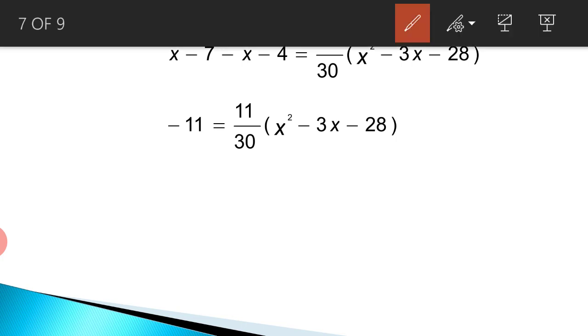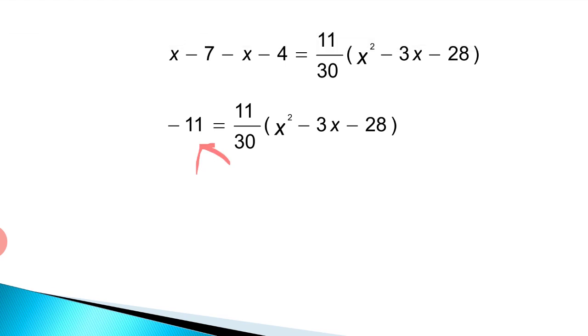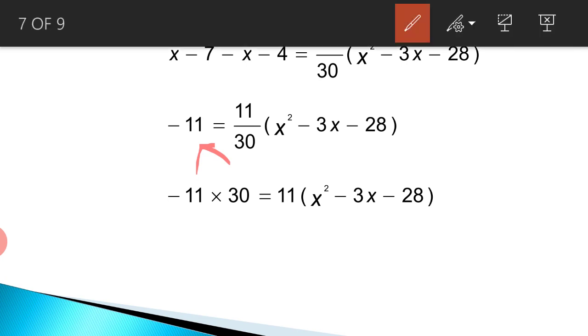Now what will we do? We will cross multiply here. So 30 will go to LHS now. So it will become minus 11 into 30 is equal to 11 into x square minus 3x minus 28. We can cancel this 11 also, which will simplify our work, by dividing both sides by 11. We should try to minimize as many numbers as we can. That reduces our task and that is actually effectively reducing the errors.